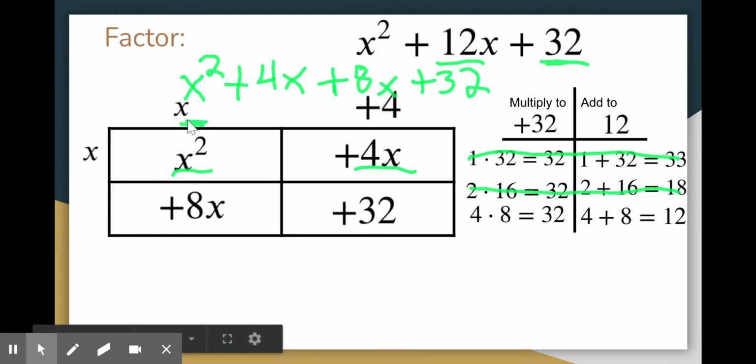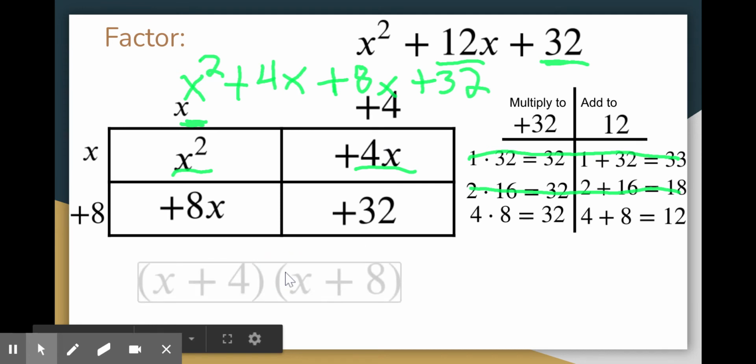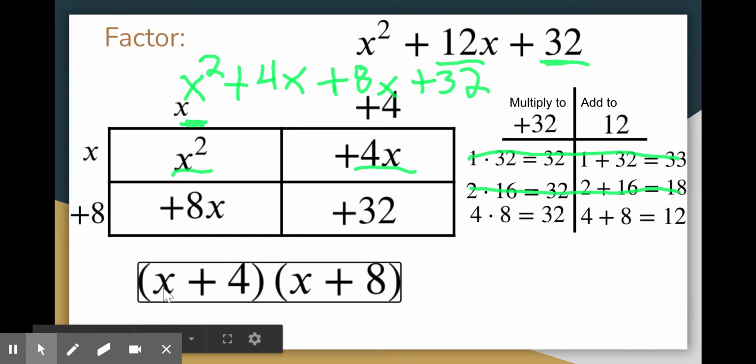And then I'm coming down here. What times x gives me 8x? That would be plus 8. And 8 times 4 is 32. So my final answer for my factors are x plus 4 and x plus 8.